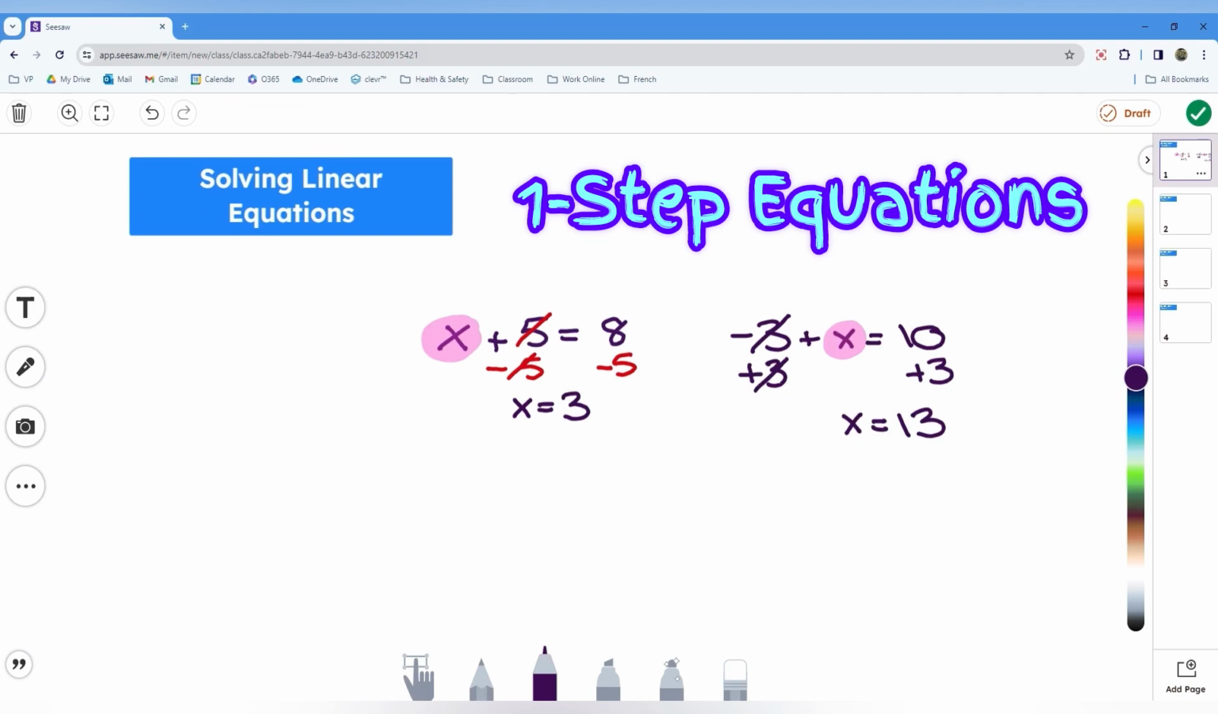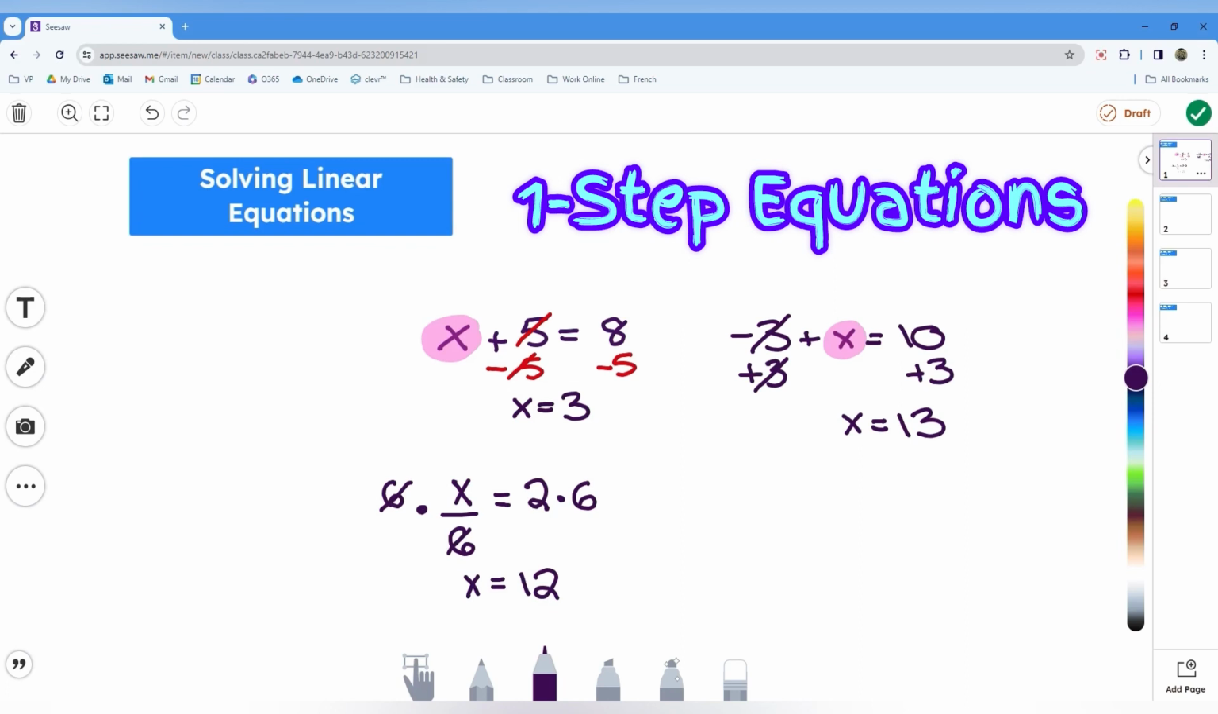What about if we had x being divided by 6 and that equaled 2? Well, since x is being divided by 6, the inverse or the opposite of that is to now multiply both sides by 6, because 6 divided by 6 is 1. That cancels out, leaving just our x. 2 times 6 is 12.